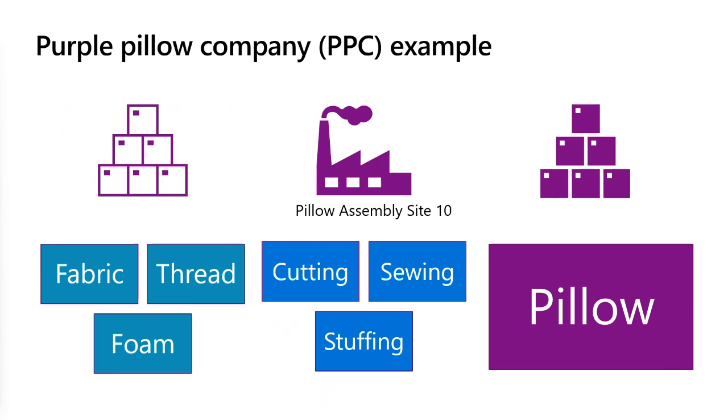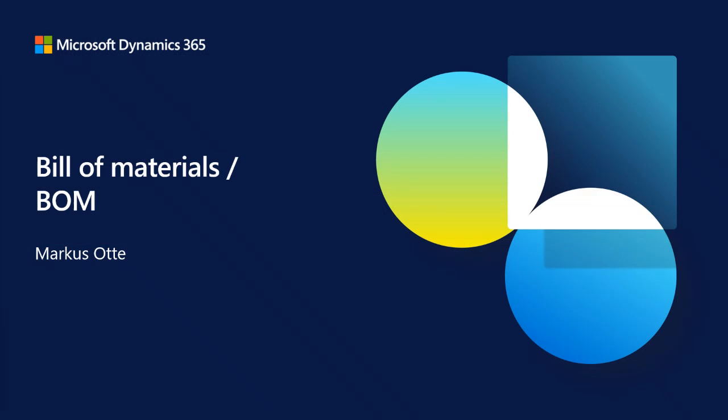and stuffing. For the rest of the presentation, we will walk through the Dynamics setup and the process to support the Purple Pillar's discrete manufacturing process, starting with the bill of materials, aka BOM, which defines the components that are required in order to produce a product.